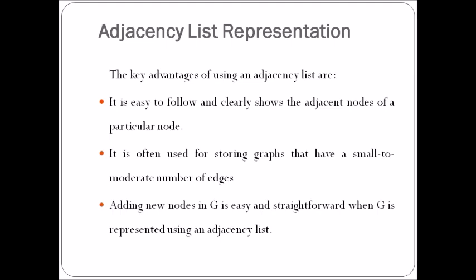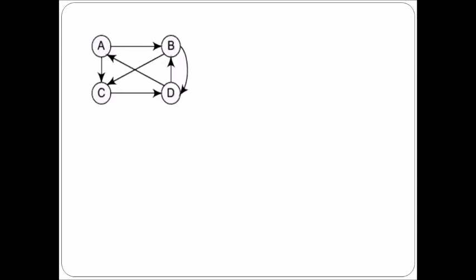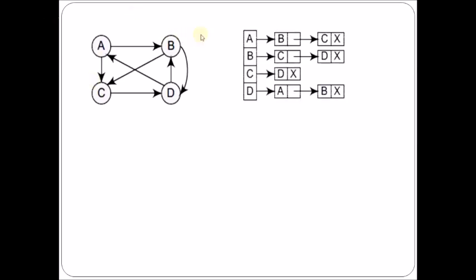Now, adding a new node in G is easy and straightforward when G is represented using an adjacency list. This is because the adjacency list representation uses a linked list as a structure. That's why it is easy to add a particular node in a graph G. Now, consider for a given graph, the adjacency list is given by here. A, B, C, D. These are all the 4 nodes that are present. I have mentioned here A, B, C, D.